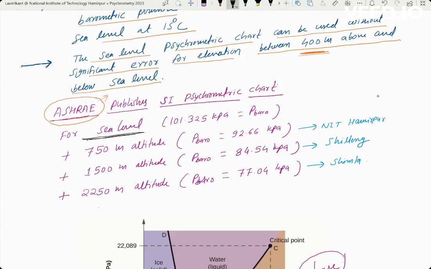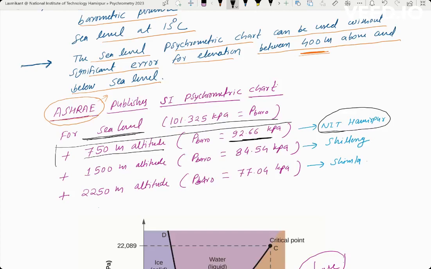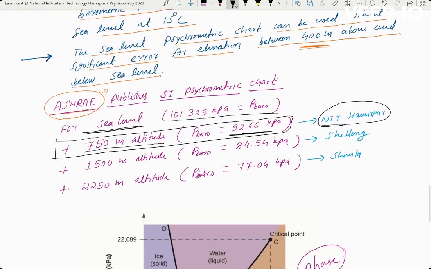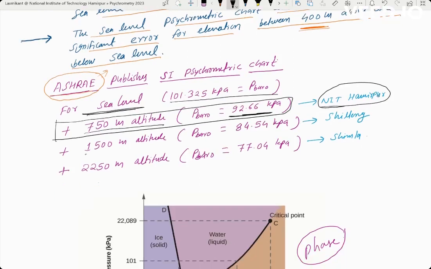sea level chart, which is based on 101.325 kilopascal barometric pressure. Another chart available is for 750 meters height above sea level, where the pressure is around 92.6 kilopascal. We can say that this location is approximately NIT Hamirpur because its height is about 800 meters. So if you want to find the properties of moist air at NIT Hamirpur, then we need to use this second chart. Another chart available in ASHRAE is for 1500 meters altitude, where the barometric pressure is around 84.54 kilopascal. The location we can consider is Shillong, the capital of Meghalaya.